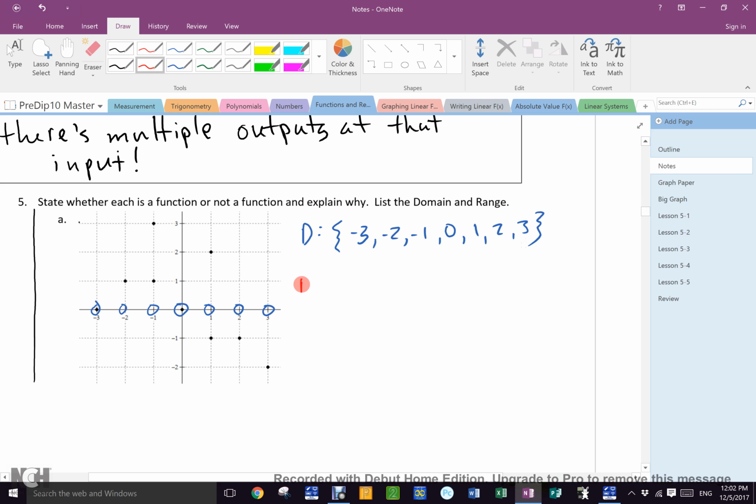Yeah. And the range? Where do I look for the range? Up on the y-axis. There, there, there, and there. Wait, okay. So horizontal is always the input? Yes, when it's like this. What is my range? -2, -1, 0, 1, 2, 3.